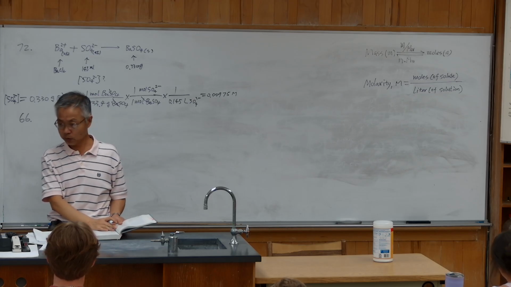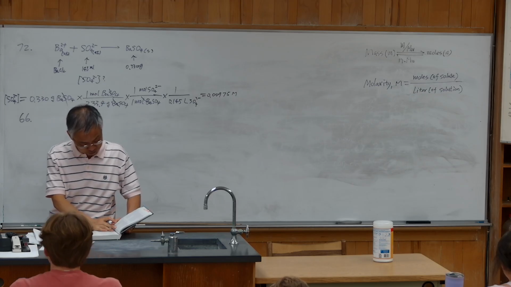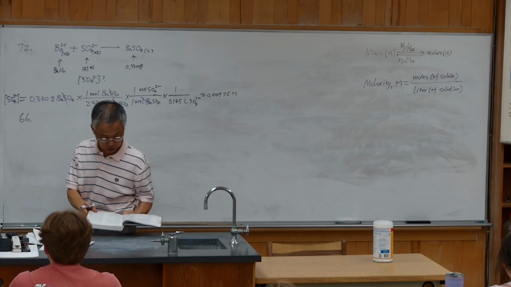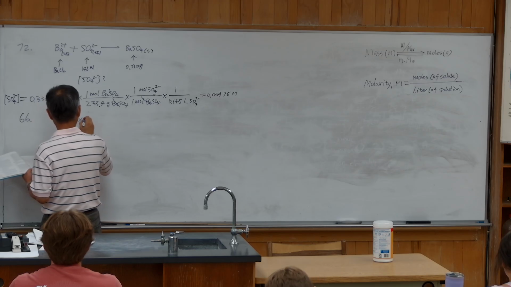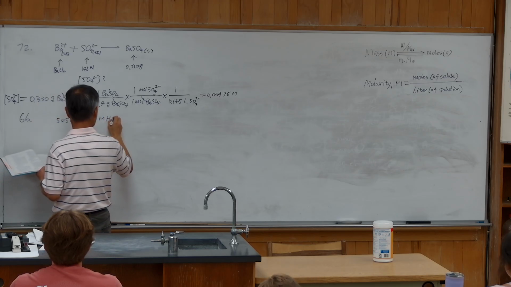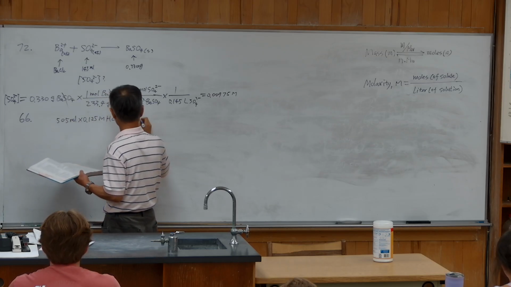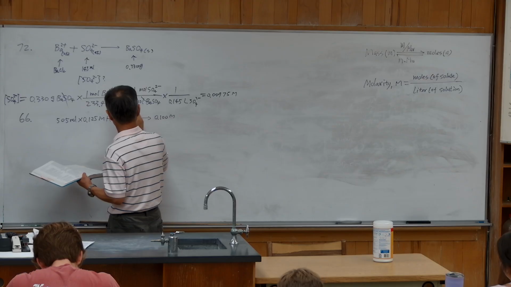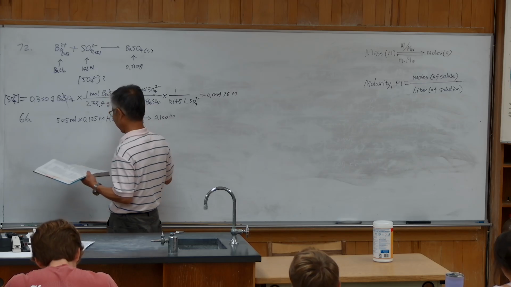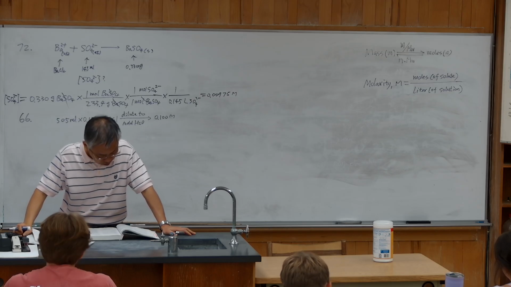66 is a dilution problem. We learned it today. You have 505 of 0.125 hydrochloric acid, and you want to dilute it to 0.100 by adding water. It asks how much water should you add?